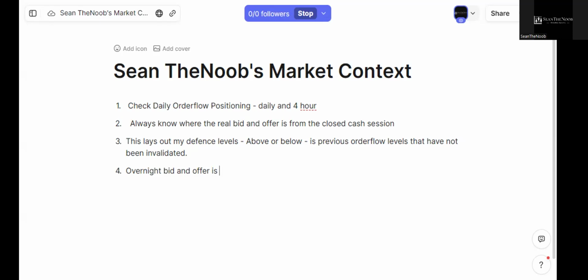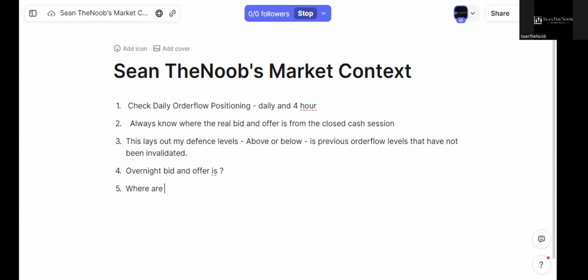Why? I'll give you a little hint. Because at the open, the market wants to clean up inventory. If the market is long overnight, the market will try to rotate down and clean up the stops, which brings me to my next point.